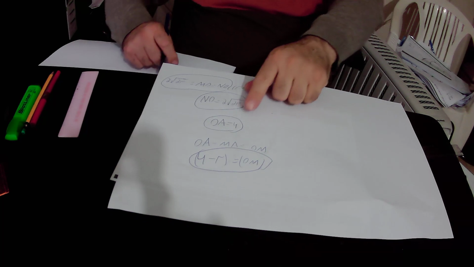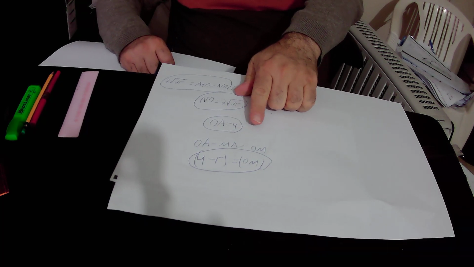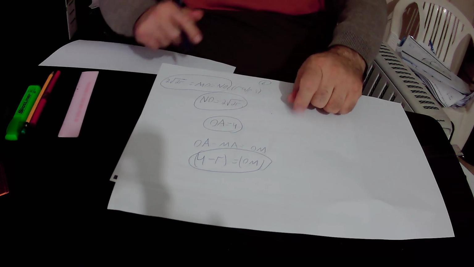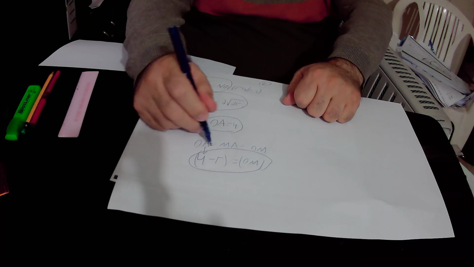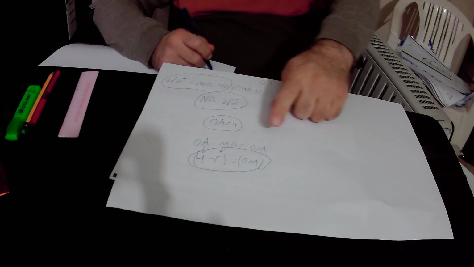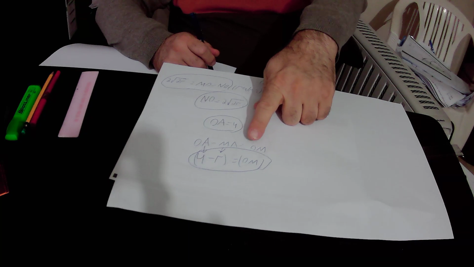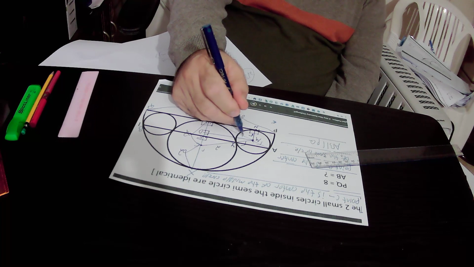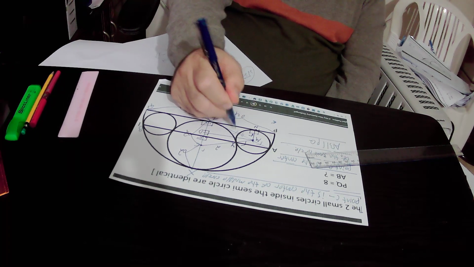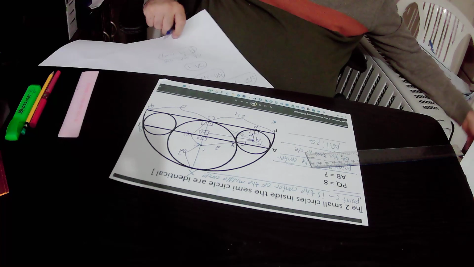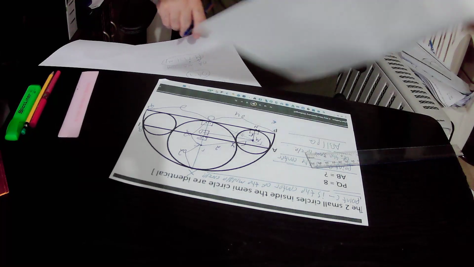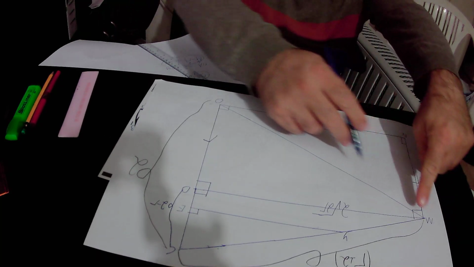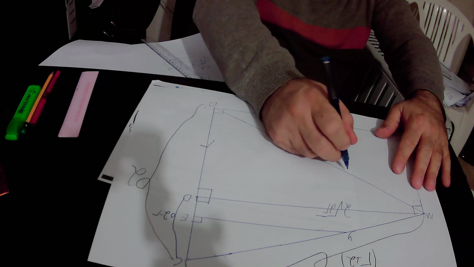I'll repeat again. OM equals OA minus MA, and OA equals 4 units, and MA equals R. So in total we found out that OM equals 4 minus R. So we can write here that OM equals 4 minus R, and we can also write here that OM, this line segment, equals 4 minus R.